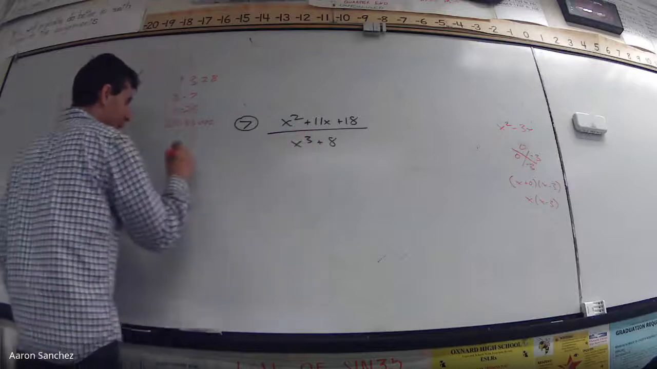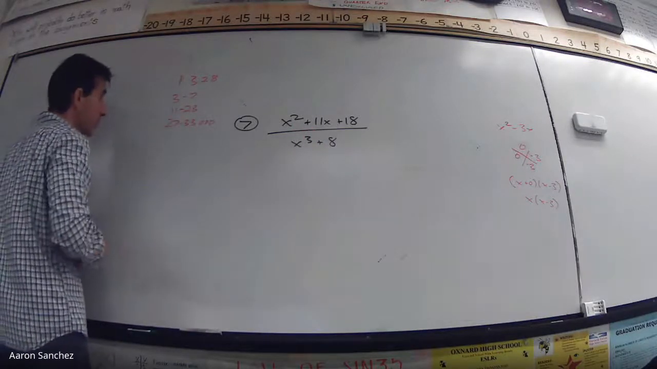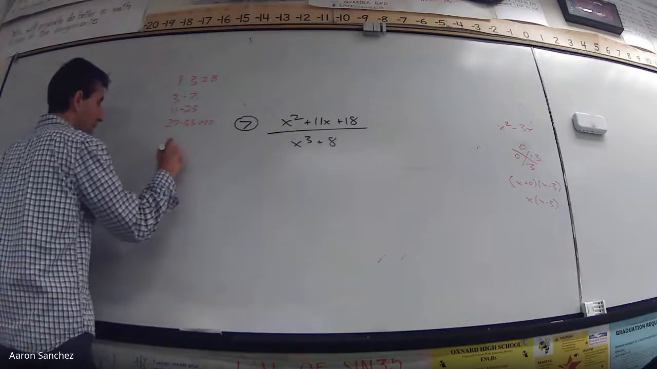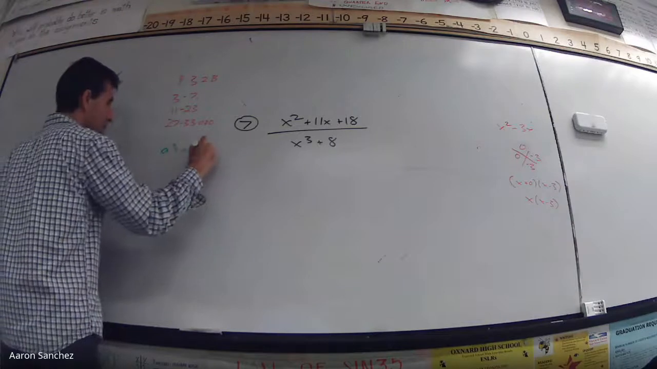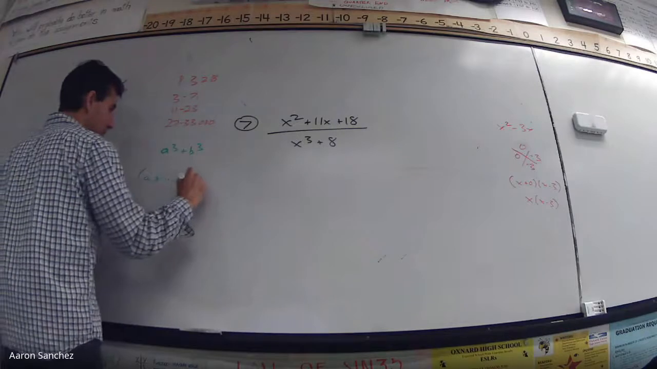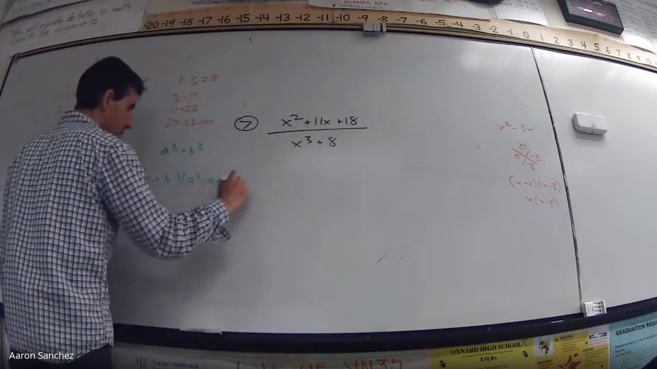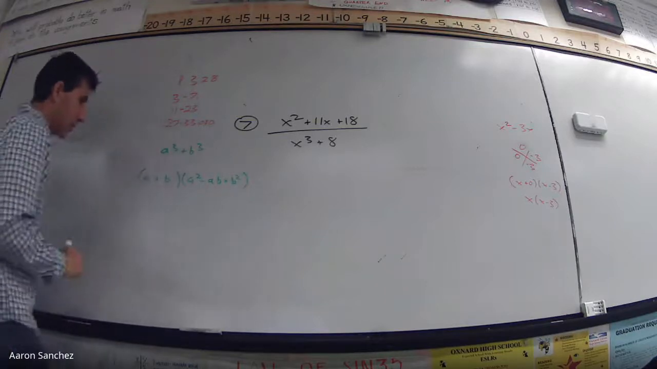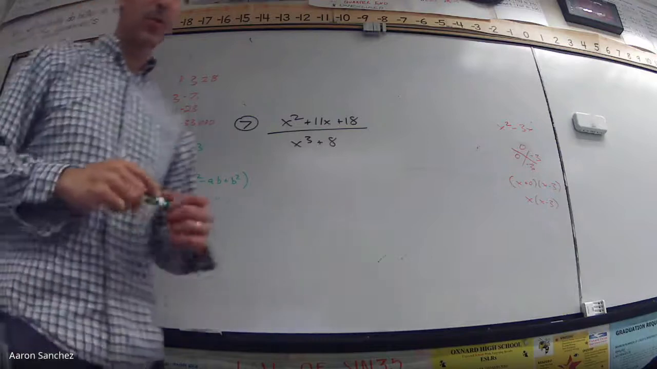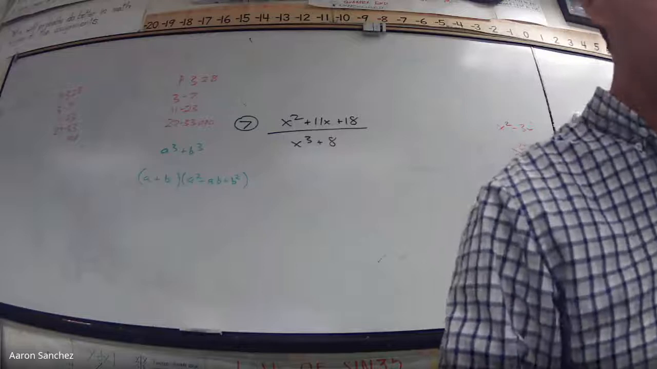Remember, a cube plus a cube. Sum of cubes is this. A cubed plus b cubed is equal to a plus b times a squared minus ab plus b squared. All right? Hopefully that helps. You guys even see what I wrote there? So go ahead and factor out the denominator too.